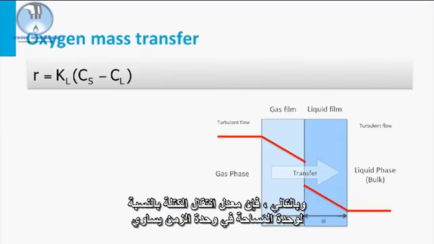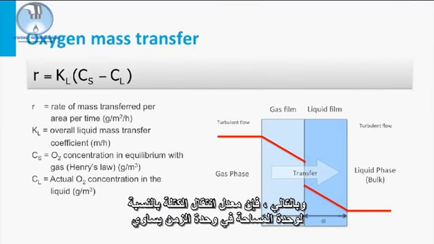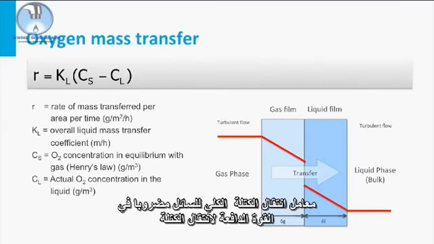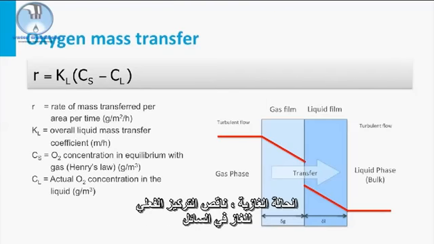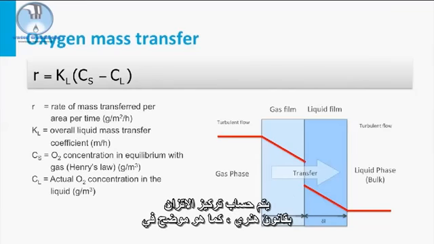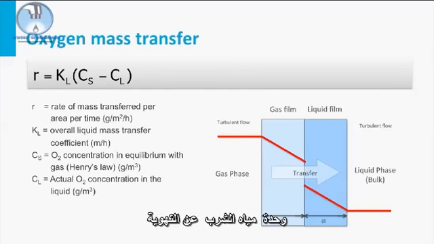Therefore, the rate of mass transferred per unit area per unit time equals the overall liquid mass transfer coefficient times the driving force of the mass transfer. This is the concentration of the gas in the liquid phase when it's in equilibrium with the gas phase minus the actual concentration in the liquid phase. The equilibrium concentration is calculated with Henry's law, as is explained in the drinking water module on aeration.